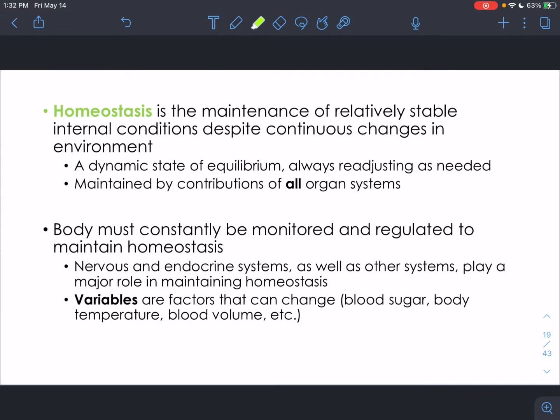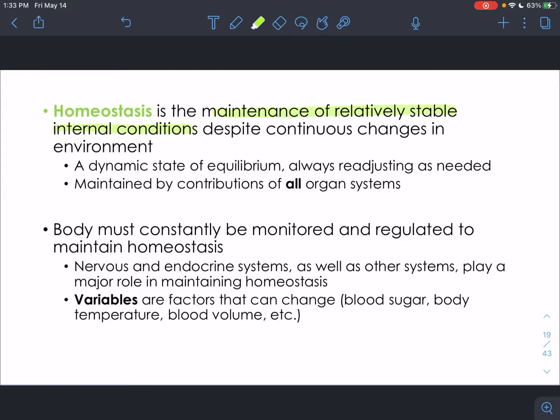All right, and a big way we control all this is through homeostasis. Homeostasis is the maintenance of a stable internal condition. Obviously we're not always going to be in the same temperature room. We walk outside, it's colder, go inside, it's hotter, right? But our body's able to maintain these internal conditions that are pretty stable, and that process is called homeostasis.